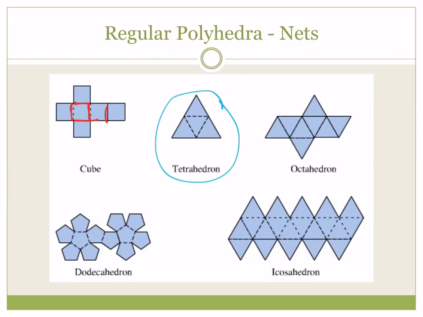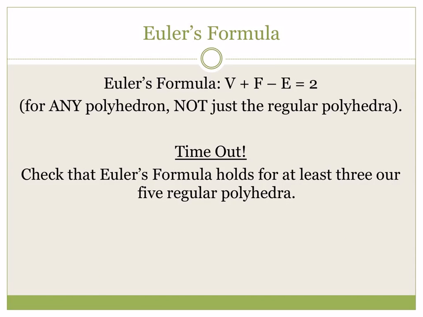But nets happen for any shape that's a three-dimensional shape, okay? Here, and that's actually where we were headed, so that's a good question to ask. Euler's formula works for any polyhedron, not just regular polyhedra. So we just looked at the regular ones just a moment ago.